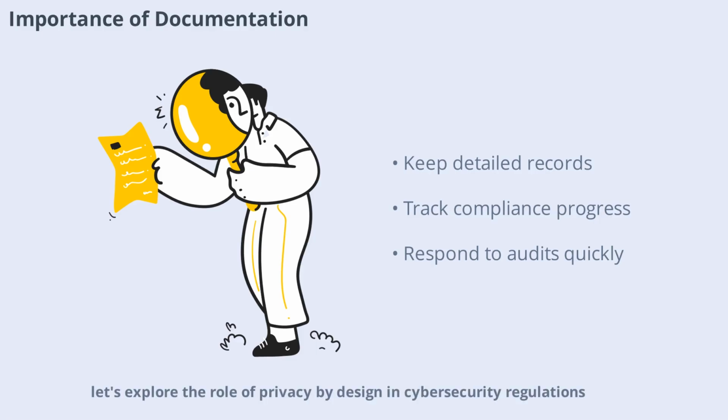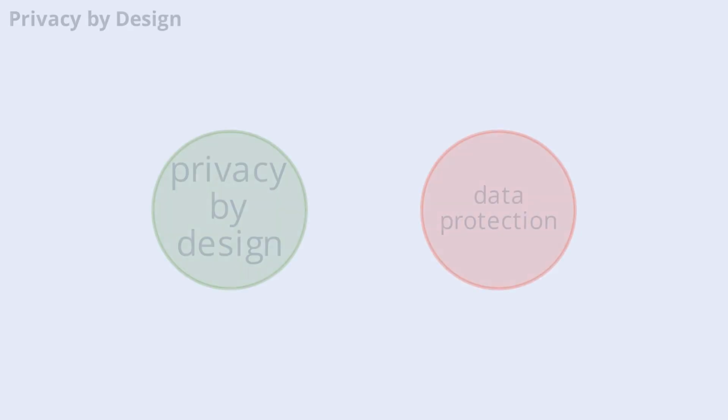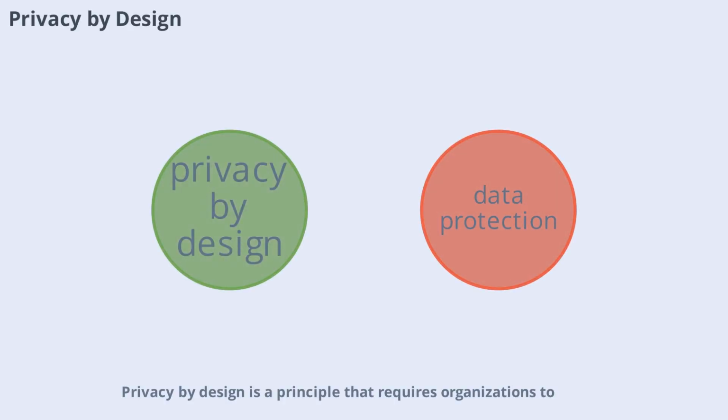Next, let's explore the role of privacy by design in cybersecurity regulations. Privacy by design is a principle that requires organizations to consider privacy and security from the outset of any project. Regulations like GDPR emphasize this approach, encouraging companies to build security into their systems and processes. This means assessing risks, implementing safeguards, and regularly reviewing practices throughout the lifecycle of a product or service. By prioritizing privacy from the start, organizations can reduce the risk of breaches and ensure compliance.